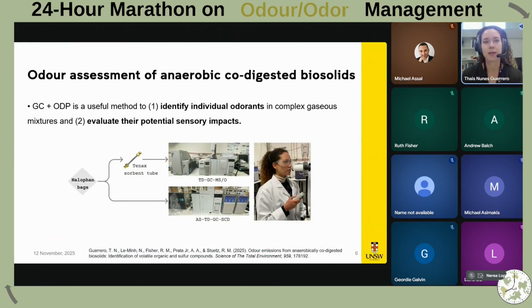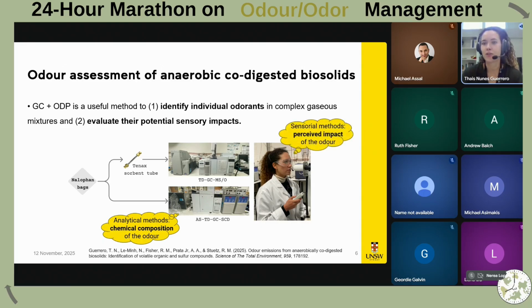And then in terms of odor, we look at analytical methods, so what's the chemical composition of the odor coming out of these co-digested and control samples, but also what's the sensory impact, so what's the perceived impact of the odor in terms of human perception. And GC-MS plus ODP, the odor detection port, is very useful to identify individual odors in complex gas mixtures, but also evaluate their potential sensory impact.